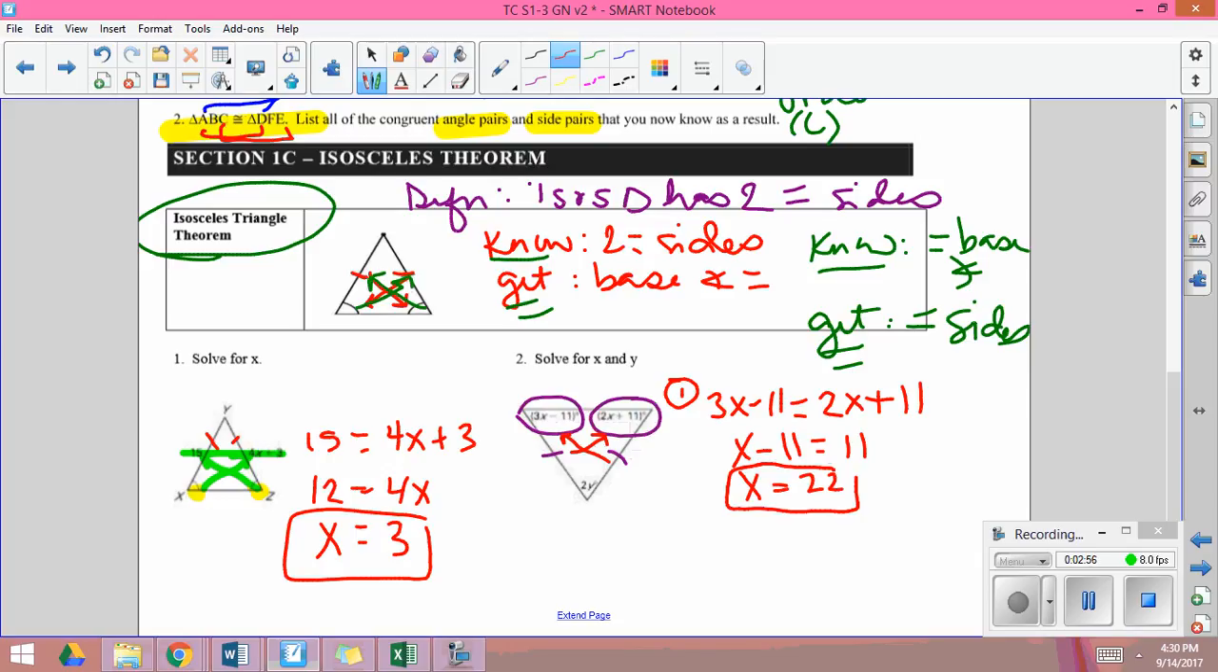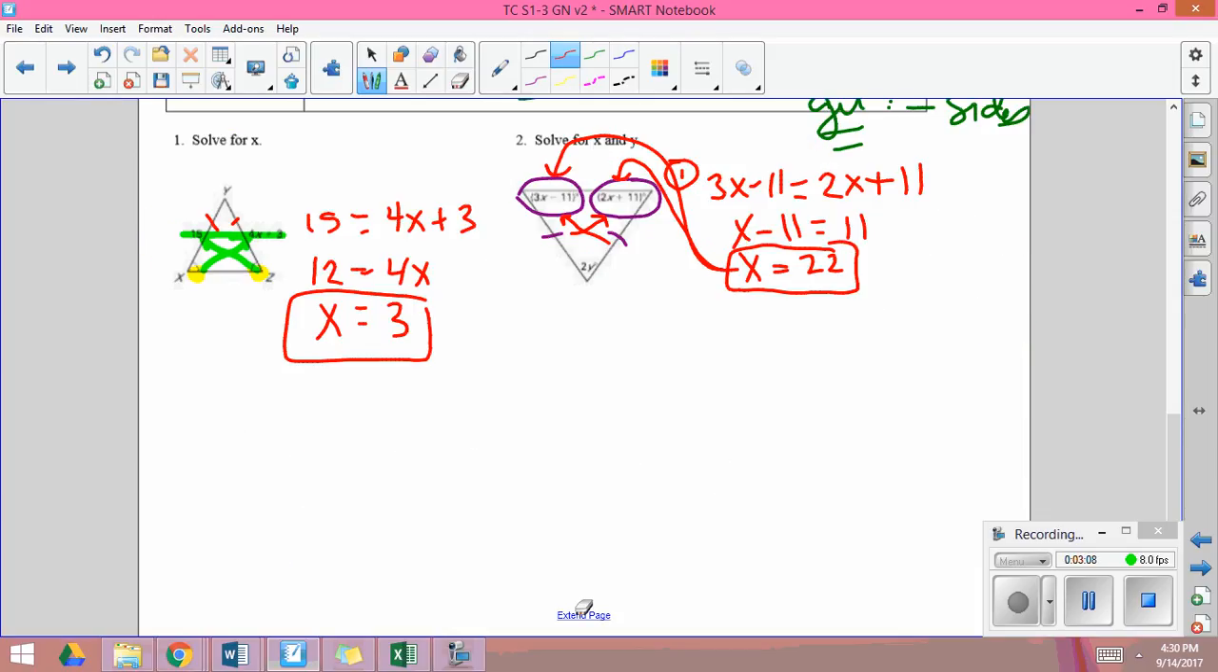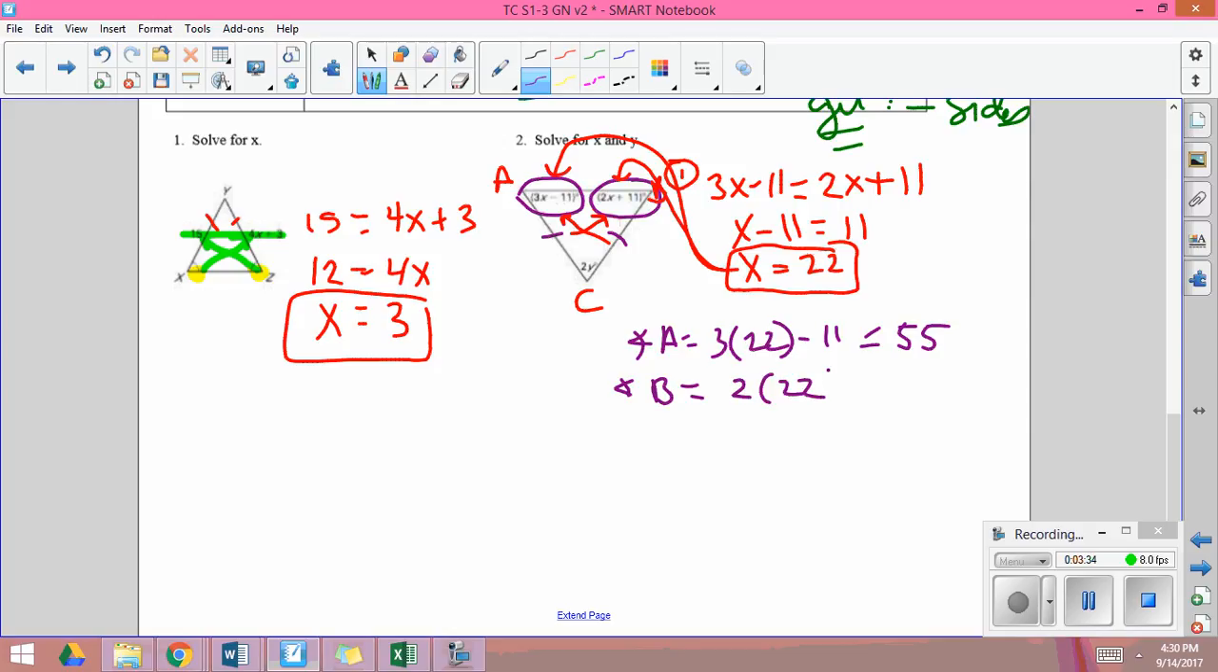Once I have x is 22, I can take and put that into these 2, and that allows me to check. And then I know that all 3 of those angles, if I called them A, B, and C, would have to add up to 180, and I can solve for y. So let's find out what angle A is. So angle A would be equal to 3 times 22 minus 11, which is 55. Out of curiosity, let's check. Angle B is supposed to also be 55. So if I have 2 times 22 plus 11, I get 55.